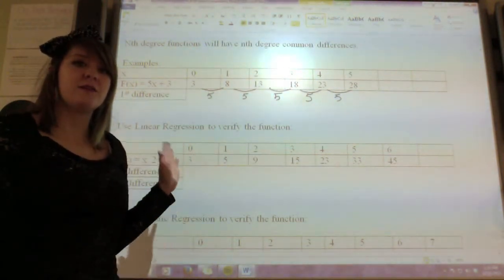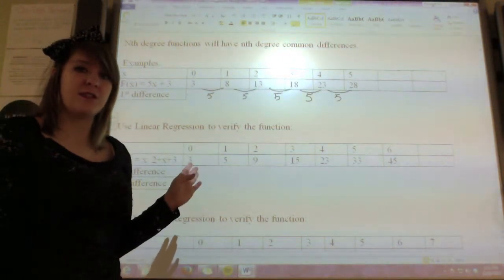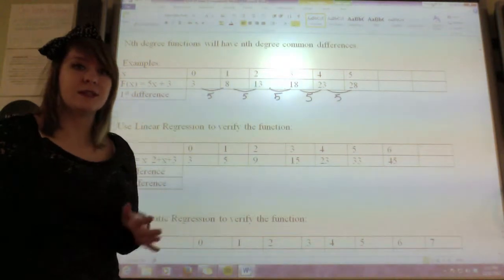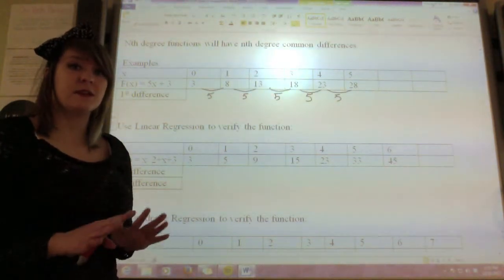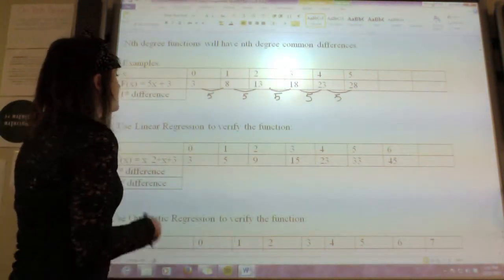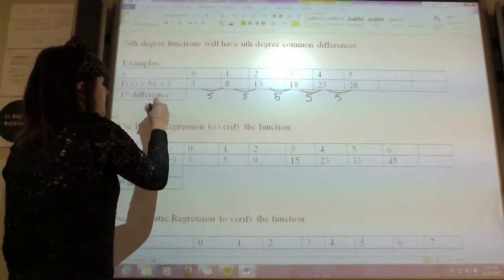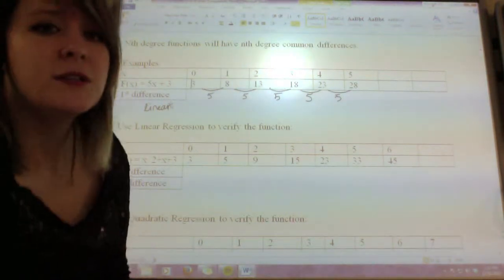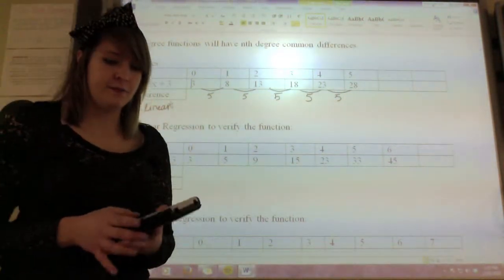That means that the first set of differences that I found was all the same. They're common. Okay, so that means I stop. I know that this is a linear function. So now that I know that this is linear, I can come up with an equation. And the way I'm going to do that is using my graphing calculator.